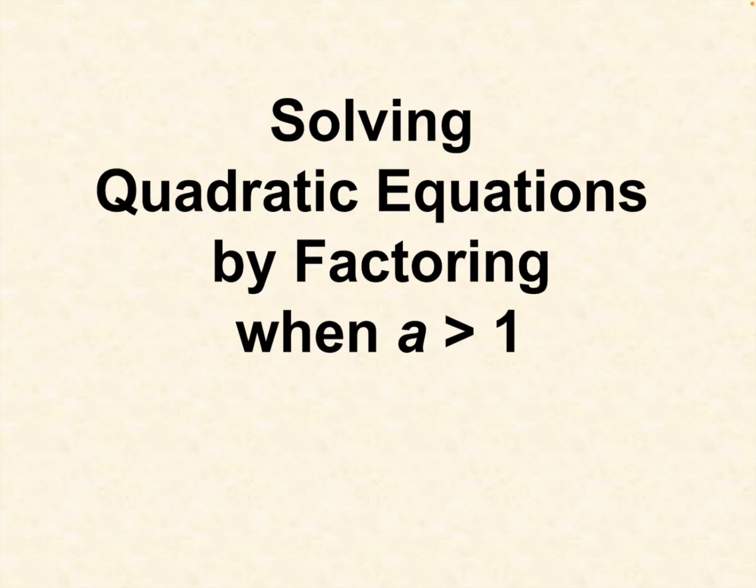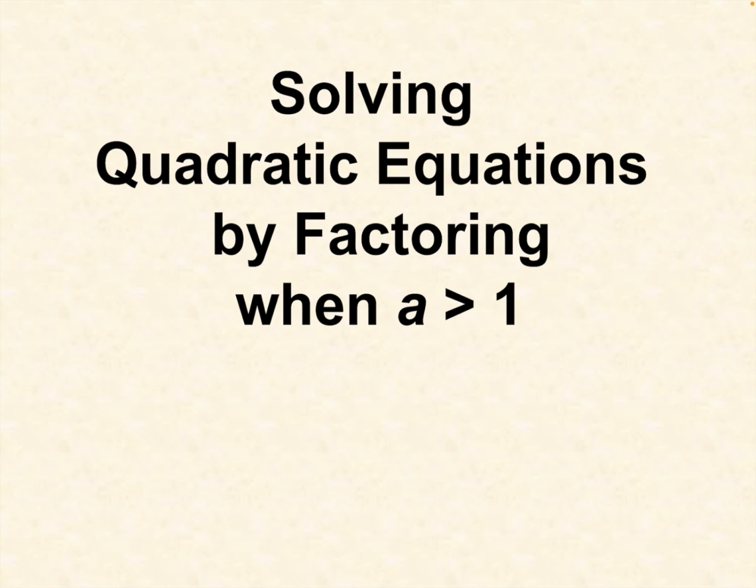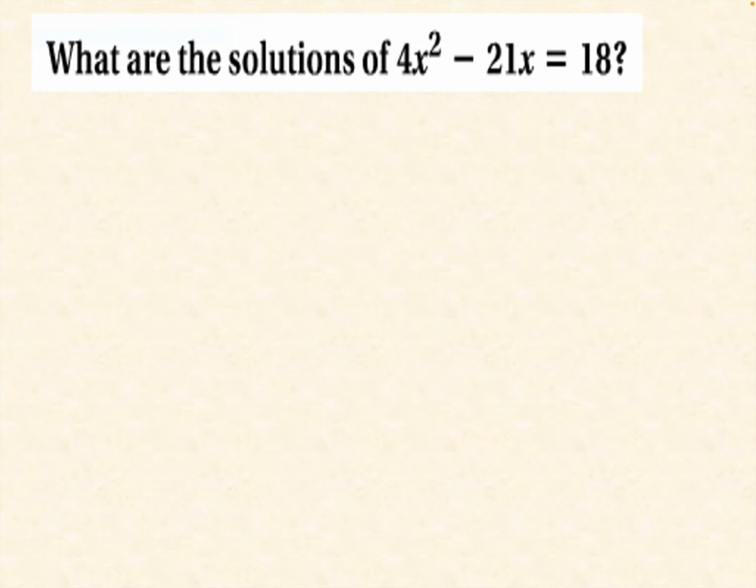Hello, this time we're going to discuss solving quadratic equations by factoring when a is greater than 1. Always remember that the standard form of a quadratic equation is ax squared plus bx plus c equals 0. Your a here is greater than 1. So let us have this one. What are the solutions of 4x squared minus 21x equals 18?